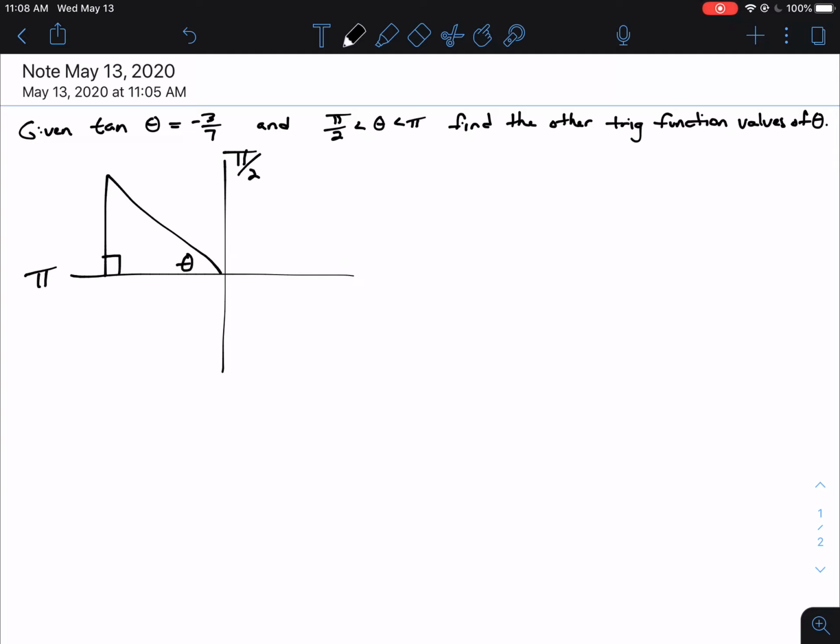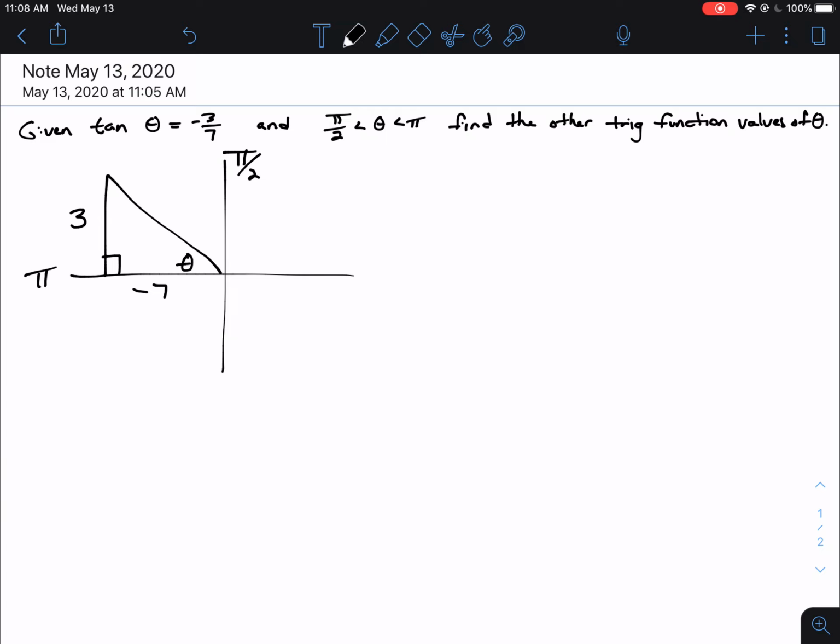Now keep in mind, for tangent, you've got opposite over adjacent. So your opposite side would have to be 3, your adjacent side would have to be 7. Now one of those needs to be negative, so that your tangent of theta is equal to -3/7. To decide which one's going to be negative, you have to think about the coordinate system. If you went to the left by 7, that would have to be the -7, and then since you're going up by 3, that would make sense to be a +3.